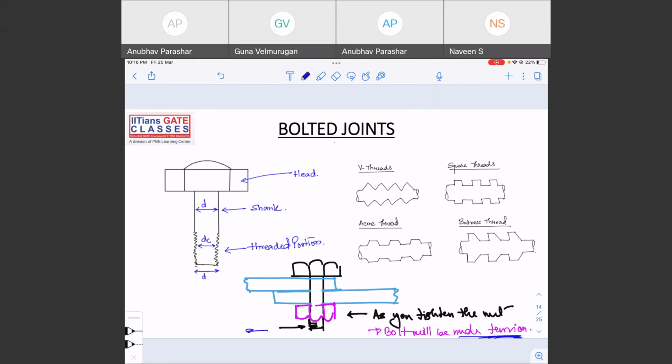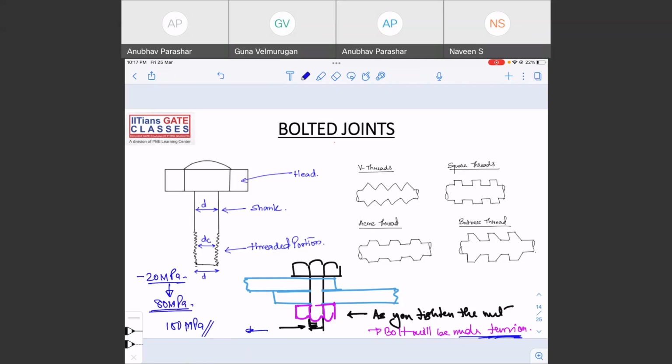For example, the maximum tensile force is going to be 100 megapascal. So what we are going to do, we'll induce a compressive stress of, say, minus 20 megapascal beforehand. So when the bolt is now fitted and the nut is tight, the maximum tensile stress that the bolt will be subjected to is 80 megapascal. Why? Because I have already pre-induced 20 megapascal of compressive stress. That is a way to prevent the bolt from failure.